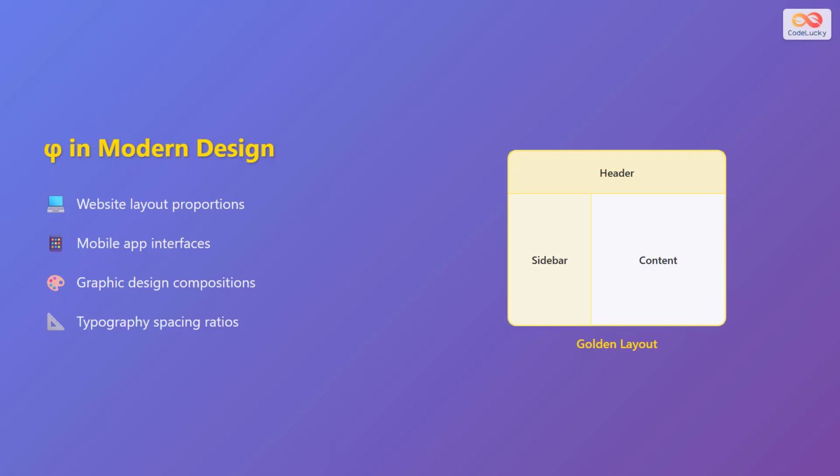Even in modern design, the golden ratio plays a significant role. It influences website layouts, mobile app interfaces, graphic design compositions, and typography spacing ratios. This ensures that designs are visually appealing and balanced. In the image, the golden ratio has been used to divide the layout into sections.